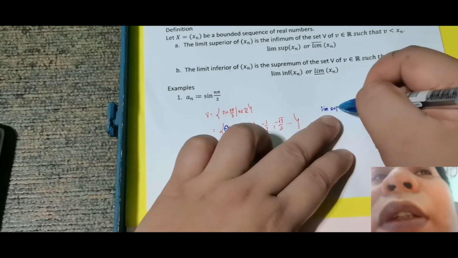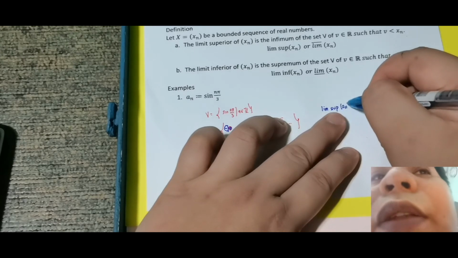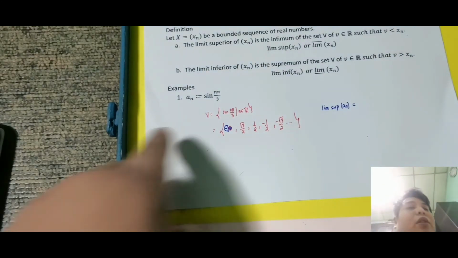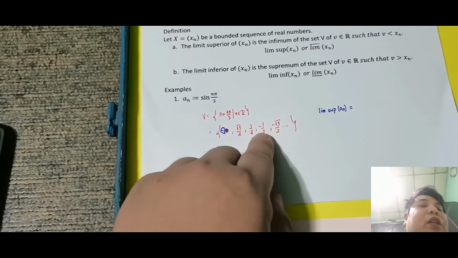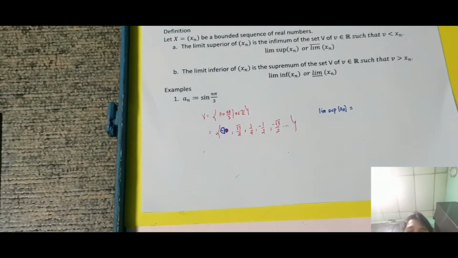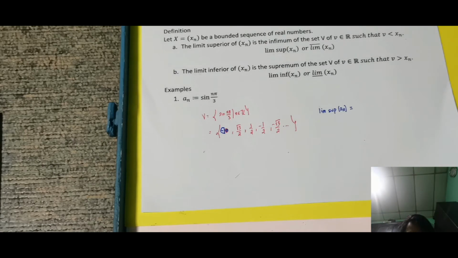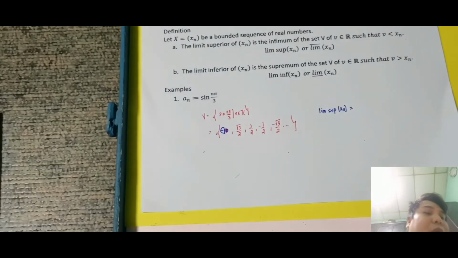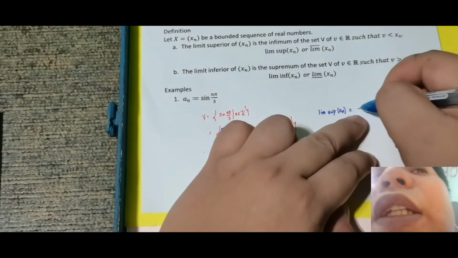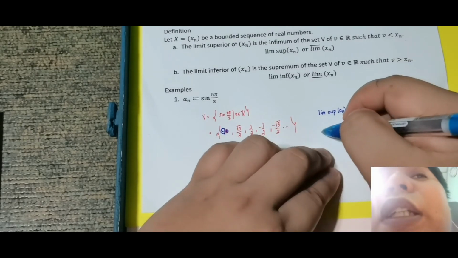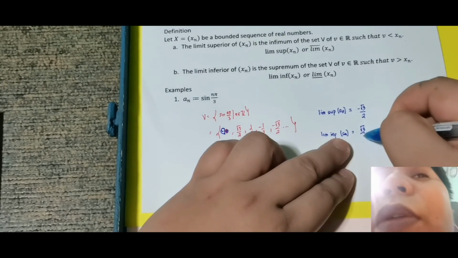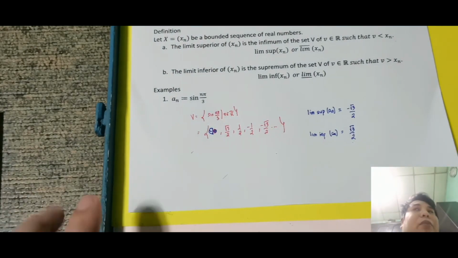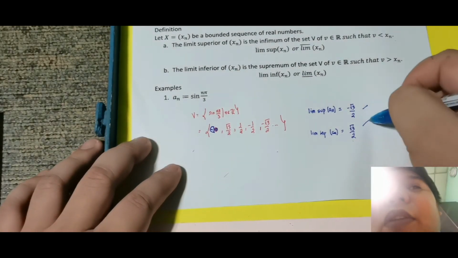The limit superior of a sub n is the smallest among these values, since limit superior is the infimum. Among negative 1 up to negative 0.5, what about negative square root of 3 over 2? That is negative 0.866, so it is the lowest among them. So the limit superior is negative square root of 3 over 2. Then the limit inferior of a sub n is simply square root of 3 over 2, since it is the largest, 0.86. Therefore these are the answers.